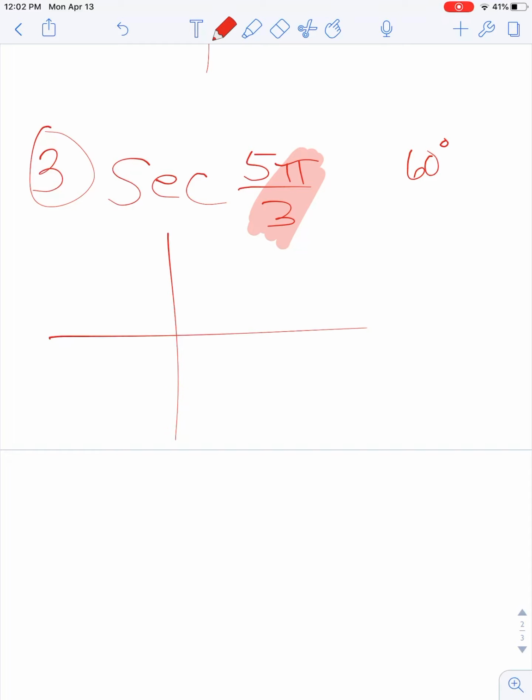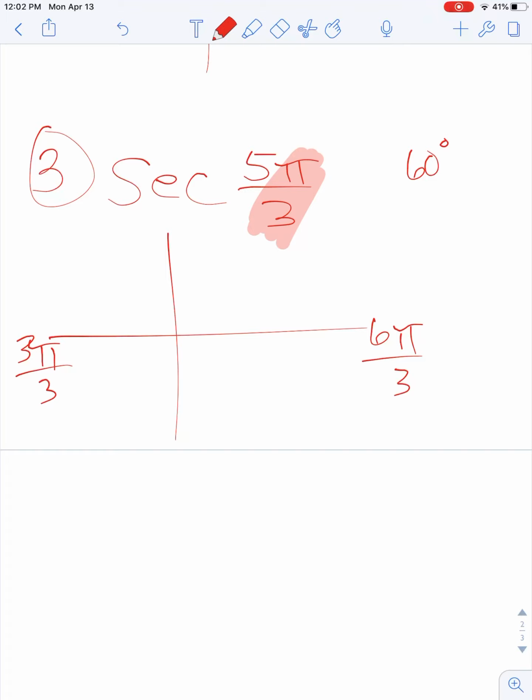How about secant of 5 pi over 3? Think about what the reference angle is. What is the reference angle? 60. How do I know that? Because pi over 3 is 60. So I just draw my graph. This is pi, but I need a 3 in the bottom, so I go 3 pi over 3. This is 2 pi, but I need a 3 in the bottom, so I multiply by 3 over 3.